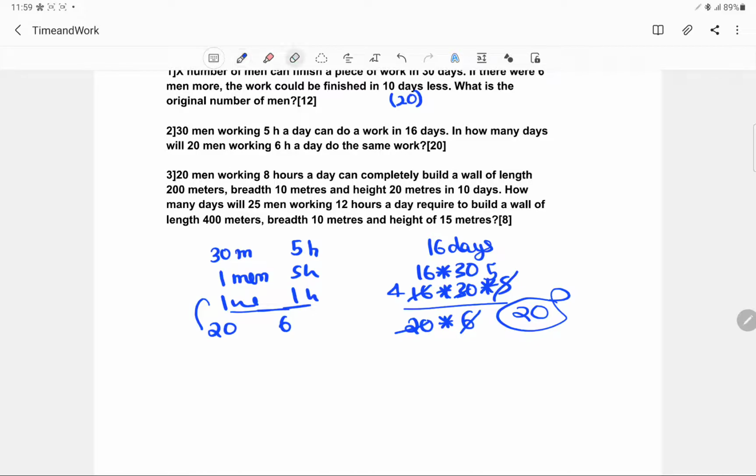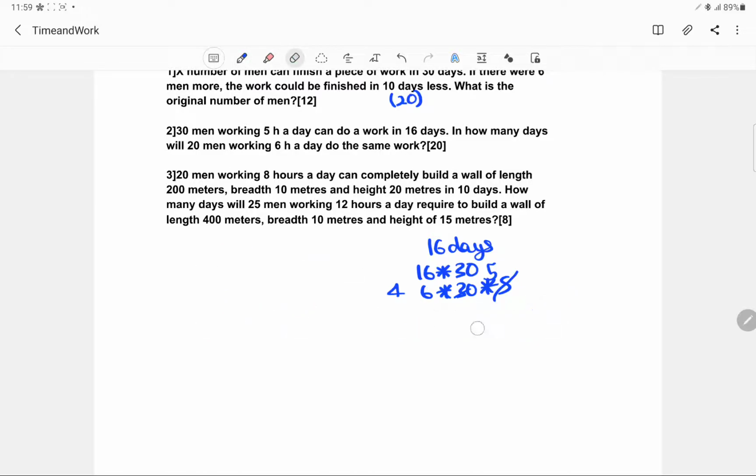Okay, let's extend the dimensions now. Let's extend the dimensions further down. It hardly makes a difference. You have to convert it to the unitary measurement. Okay, so 20 men. How many days? We will keep the number of days to the right.